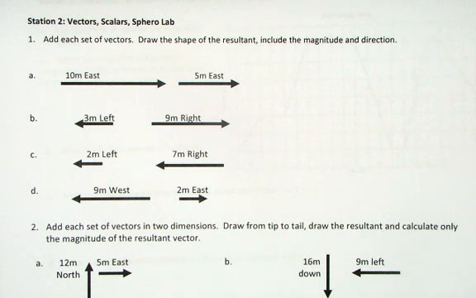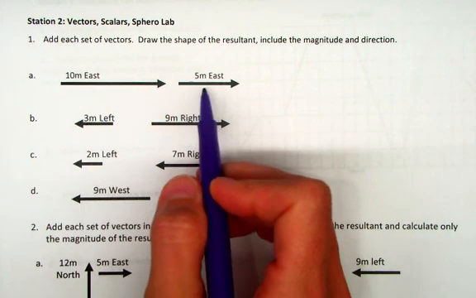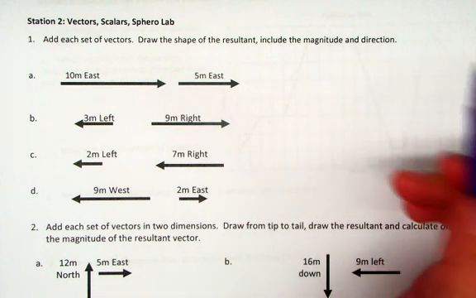To add vectors that are moving in one direction, we are going to add the numbers if they're in the same direction, or take the difference of the vectors if they are in opposite directions, and then we're going to keep the direction of the longer vector. So here I have 10 meters per second east. I have 5 meters per second east. In this, I'm going to include the magnitude and direction.